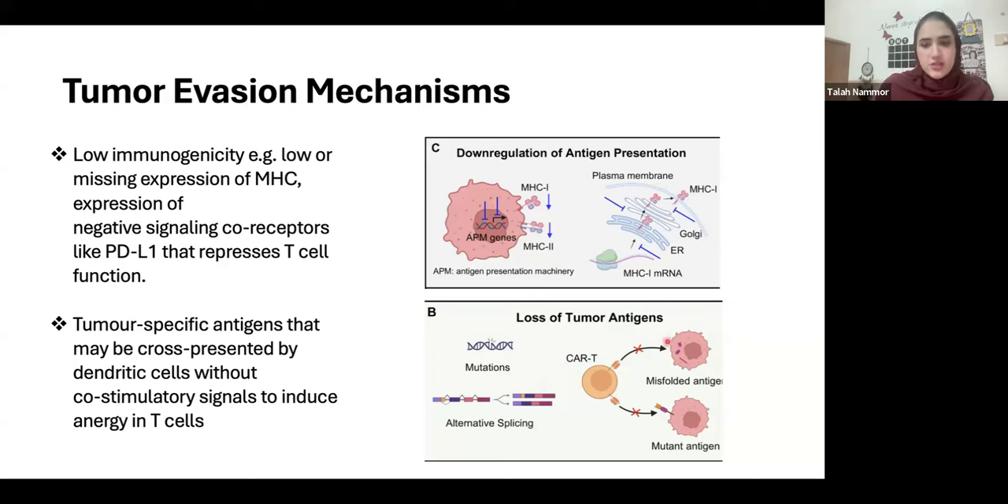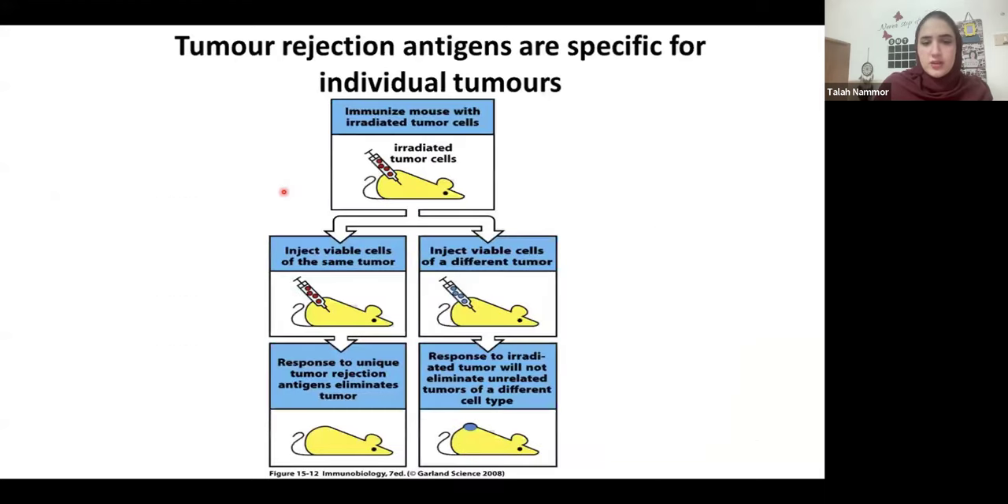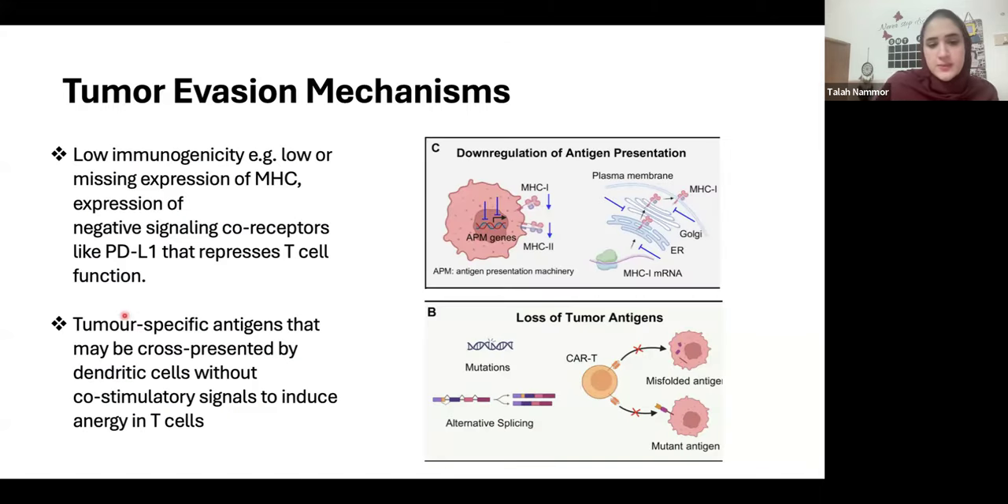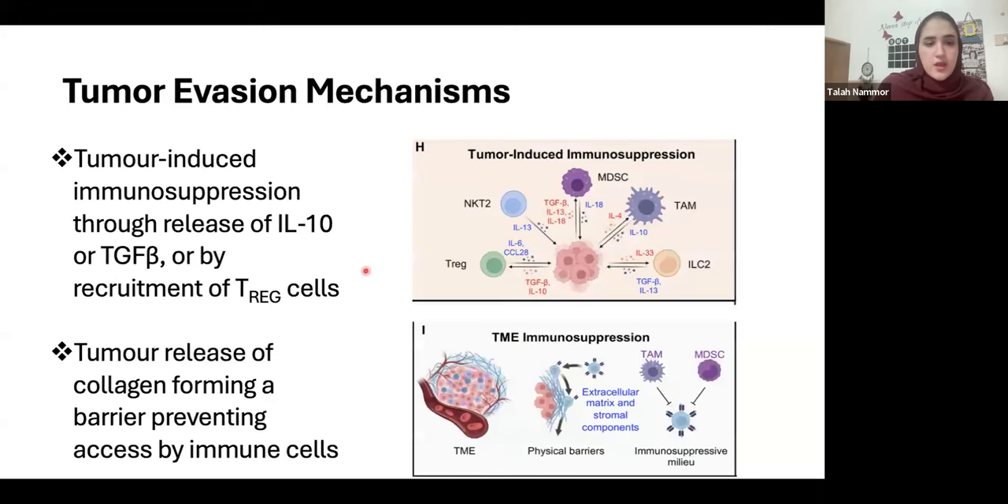Loss of tumor antigens. Remember how we said in the mice that each tumor might have specific antigens that help us kill the cell? If we don't have these tumor specific antigens, if they're gone, or mutated, whatever, this might increase the chances of the tumor cells evading the immune system.